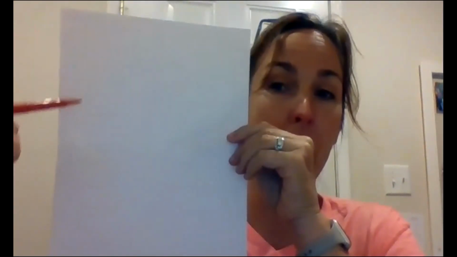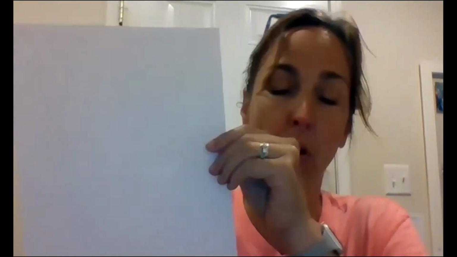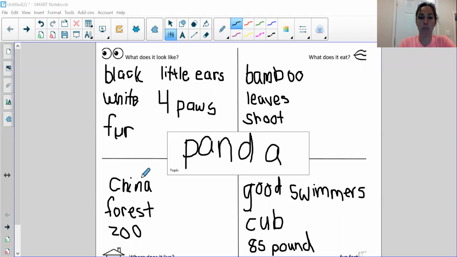If you don't have a piece of paper that has lines on it, go ahead and make one. Take it, fold it in half, put your box on the top, and draw some lines on the bottom. Or you can print out the one that I sent you. Okay, we're going back to our graphic organizer, which you should also have in front of you. Let me show it to you. Remember, we talked about what pandas eat down here, where they live down here, which is China, forest, zoo. So that's the information we're going to put on our page today.